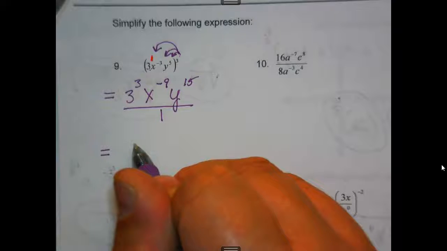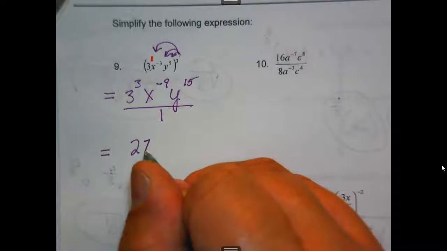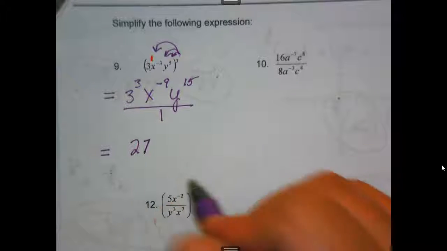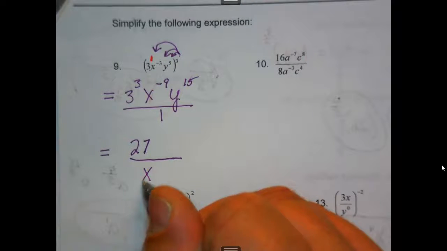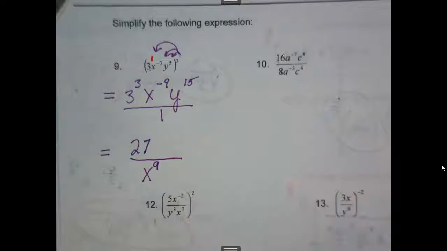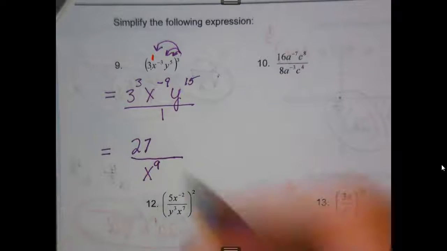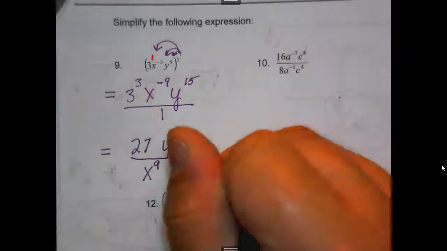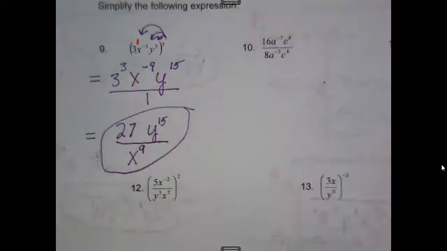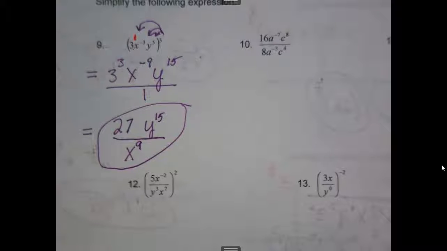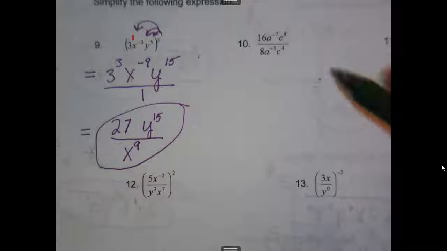So I have 3 cubed. If you want to multiply it out, that's fine. I get 27. Otherwise, you can leave it as 3 cubed. X to the 9 goes in the bottom because I want to make it positive. And y to the 15 stays on top. There's my answer. Questions, comments, concerns? Of course not. You know how to do this.